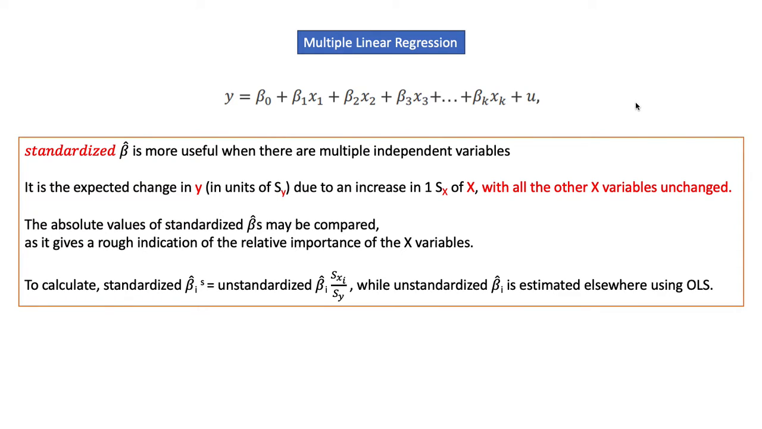Importantly, because of being unitless, the absolute values of standardized beta may be compared, as it gives a rough indication of the relative importance of the x variables. The estimate for the standardized beta is given by the unstandardized beta times the standard deviation of x over the standard deviation of y, while the unstandardized beta is estimated elsewhere using ordinary least squares.